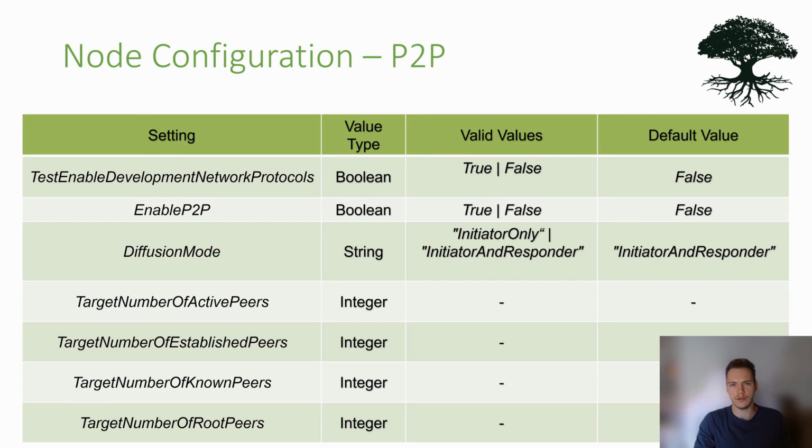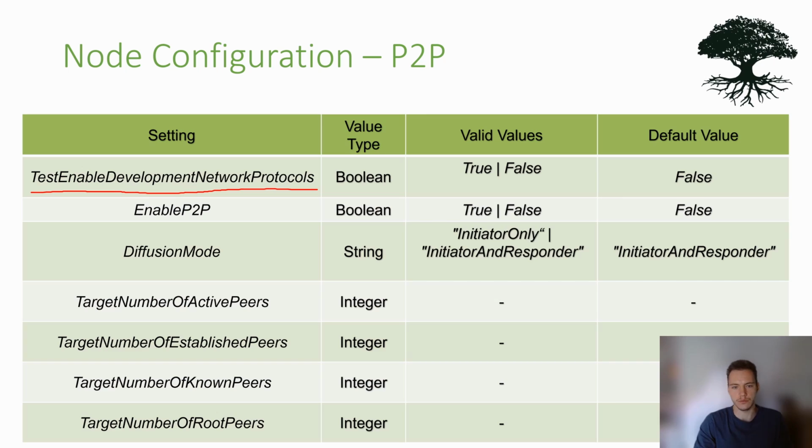We're now entering the last part of the presentation, which relates to node configuration files for peer-to-peer, and there are some settings we need to take care of. So in the configuration file of the node, the first one is test enable development network protocols. So as we said, peer-to-peer is still in development, so we need this flag to tell the node to even be allowed to use peer-to-peer networking.